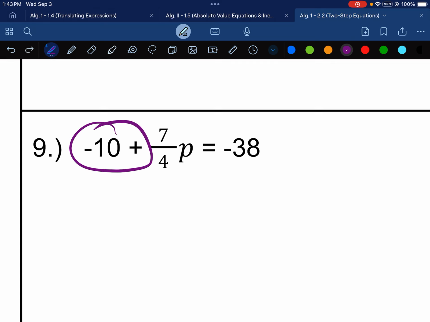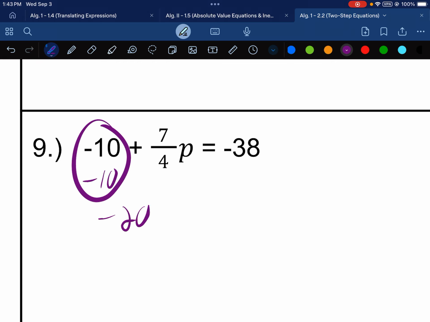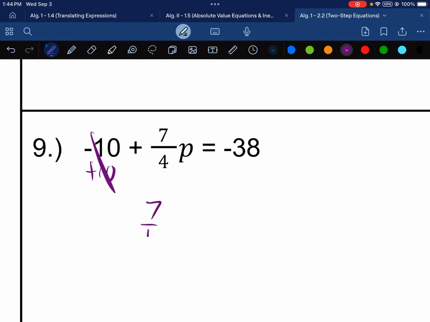On number 9 here, we undo this negative 10 adding with p. So how do we undo a negative 10 even though there's a plus sign here? If we were to subtract 10, this would combine to be negative 20. That's the opposite of what we want. We want to make it smaller, go back to 0, not bigger. And so we add 10, and that gets it to 0 like we want. And so we add 10 to the other side as well, and we get negative 28.